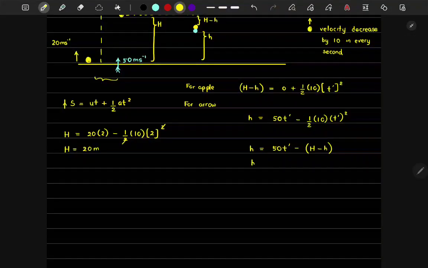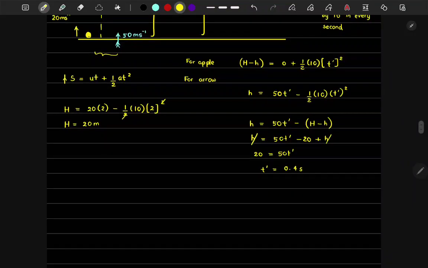Now we know what capital H is. Capital H is 2, we have plus simple h. These two can be cut off. Capital H is 20, so 20 equals 50 t dash. Then t dash is equal to 0.4 seconds. Now we know what t dash is. We can substitute that into this equation to obtain what simple h is.